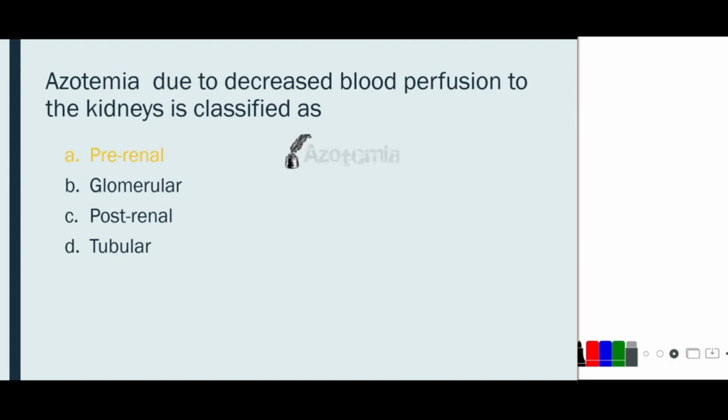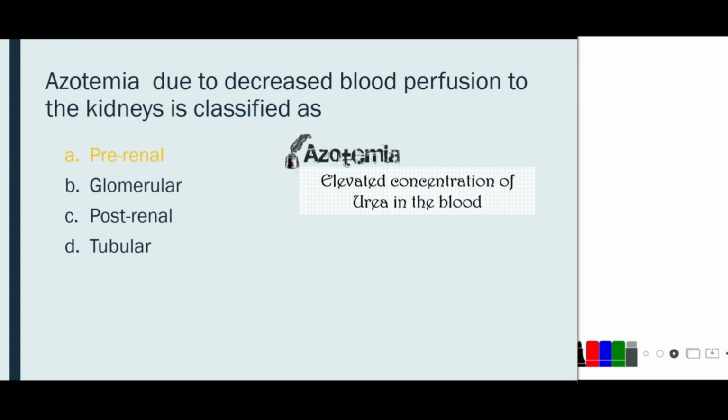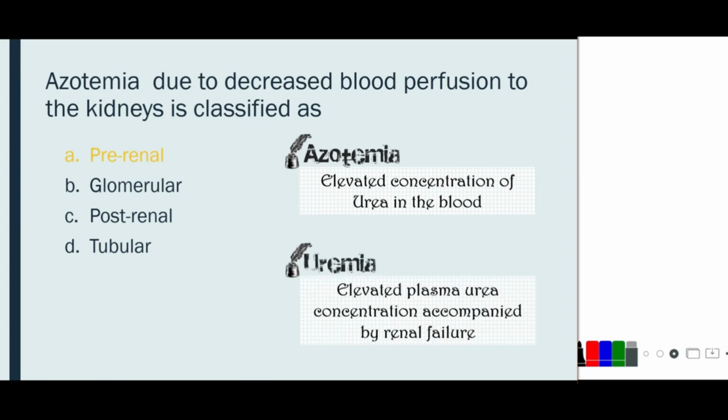So take note of the term azotemia. When we talk about azotemia, this refers to elevated concentrations of NPNs, specifically that of your urea and creatinine in the blood. This is quite different with the term uremia. Pag sinabing uremia, this also includes the elevation of plasma urea concentration, but the patient will now manifest symptoms of renal failure. And azotemia that is due to decreased blood perfusion or due to decreased blood supply towards the kidneys will be classified as pre-renal.